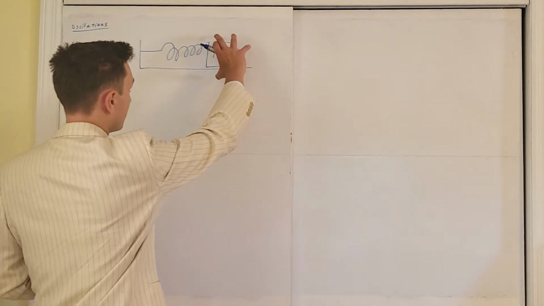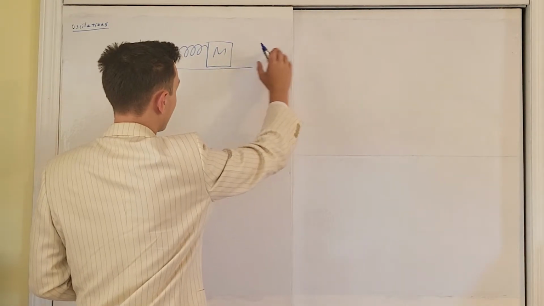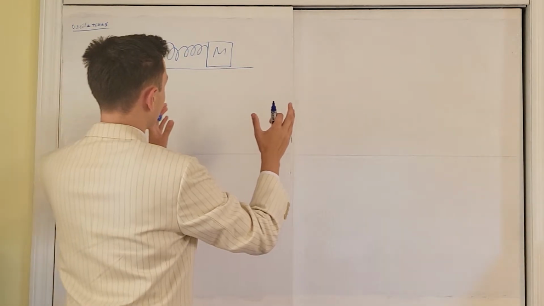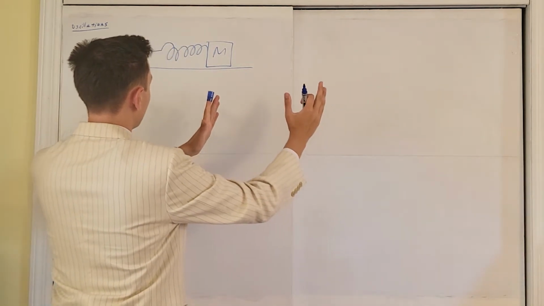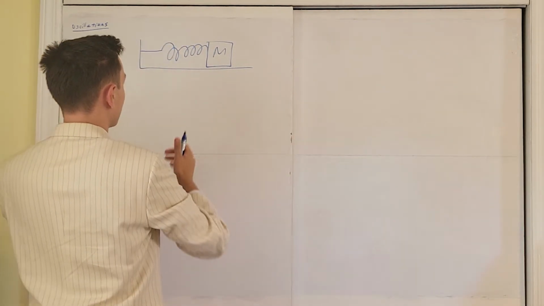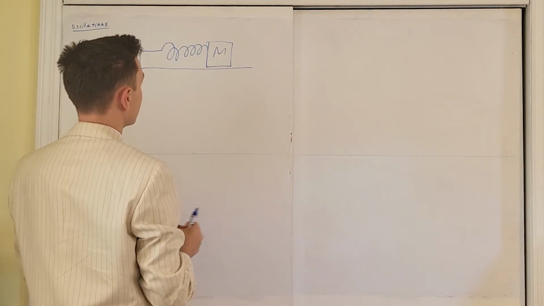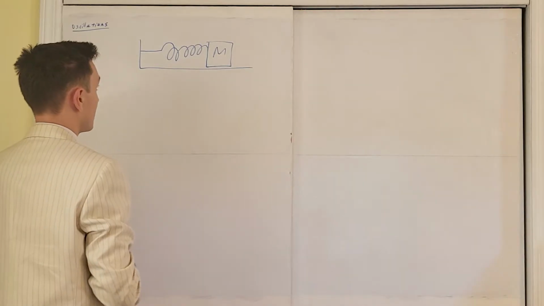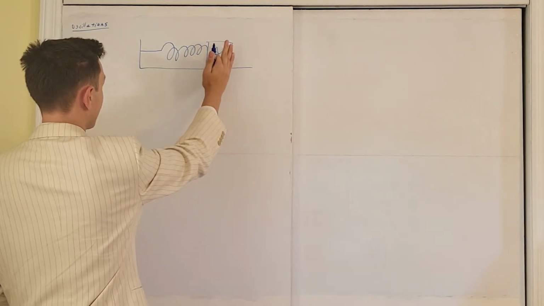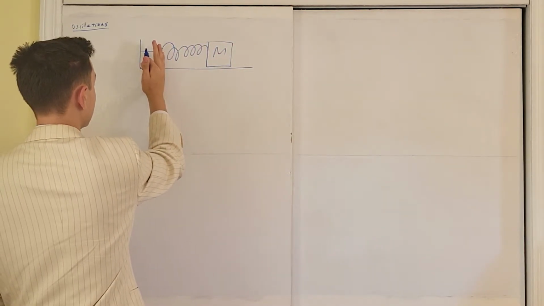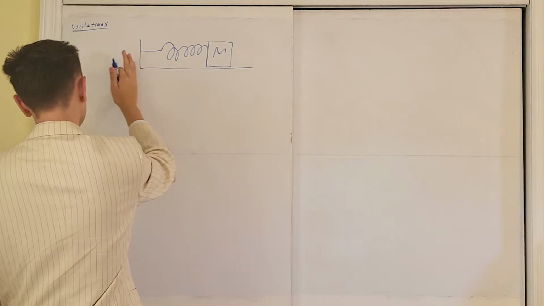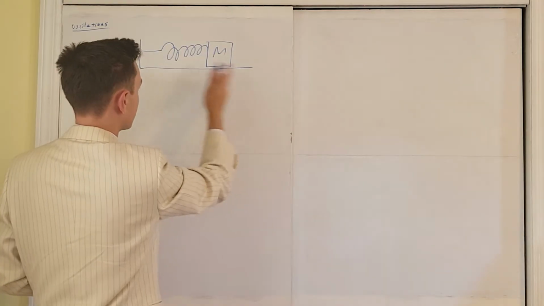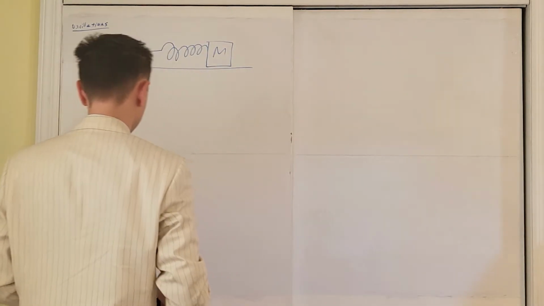If I were to pull this block to the rightward direction, if I were to stretch out the spring, it would exert a restoring force onto the block and pull it back to its equilibrium position. Now that the mass has some kinetic energy, it will transfer that kinetic energy back to the spring by compressing it, and the compressed spring will then re-exert a force on the mass, and it will continue to oscillate left to right as such.